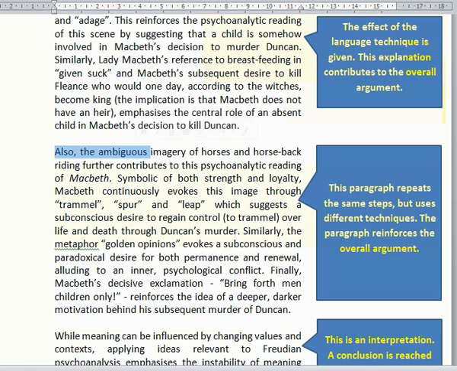"So, also the ambiguous imagery of horses and horseback riding further contributes to this psychoanalytic reading of Macbeth. Symbolic of both strength and royalty, Macbeth continuously evokes the image through 'trammel,' 'spur,' and 'leap.'" There you go. Ambiguity, imagery, there's the technique. Here is the evidence of the imagery of horses and horseback riding. "And this suggests a subconscious desire to regain control or to trammel over life and death through Duncan's murder." There is the effect of this imagery.